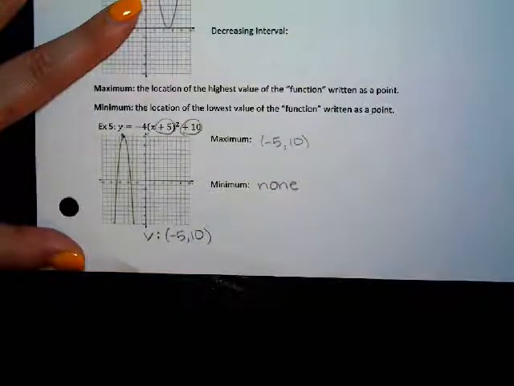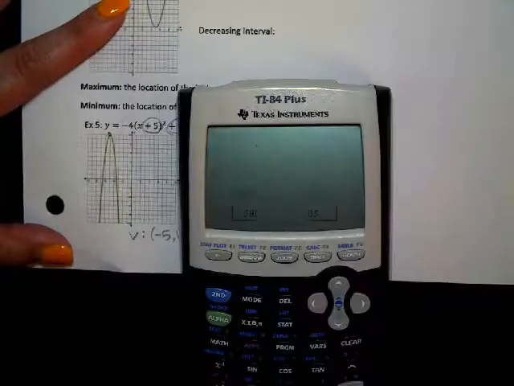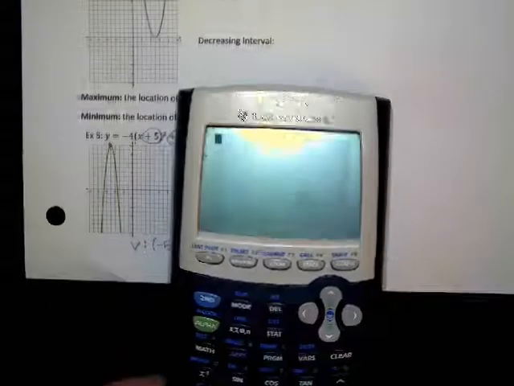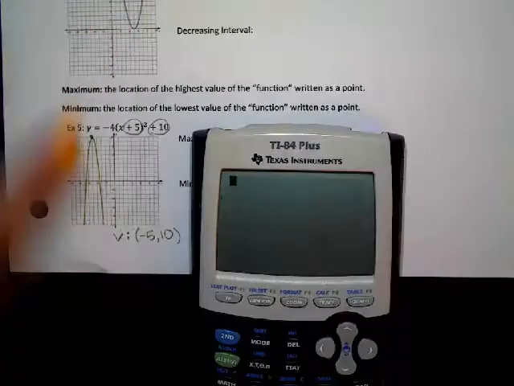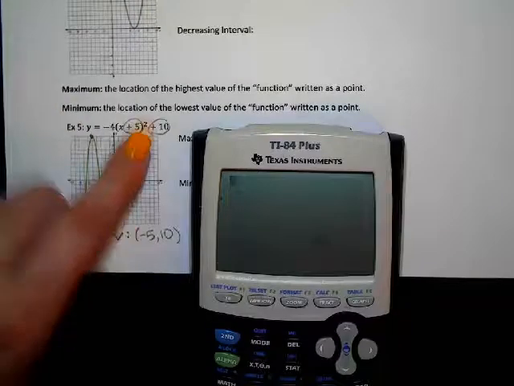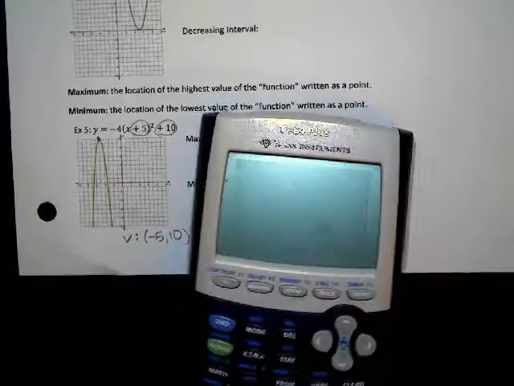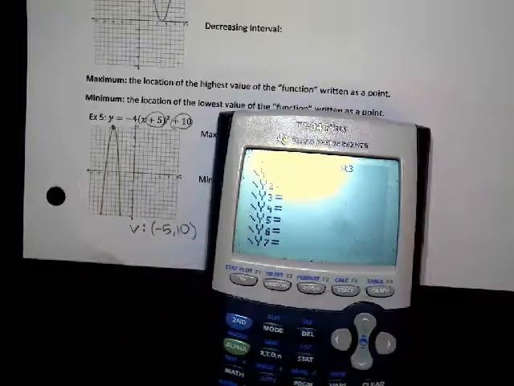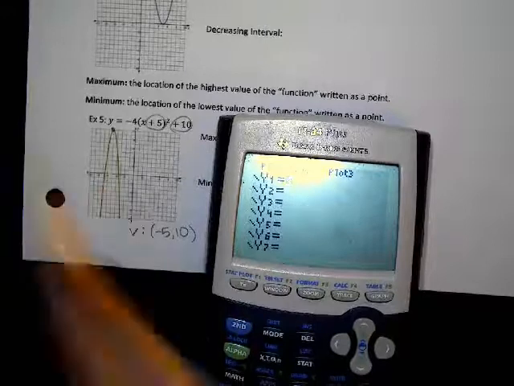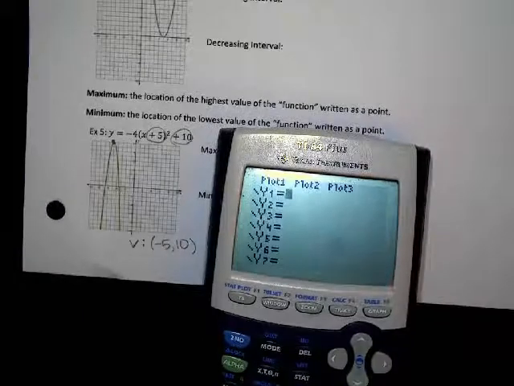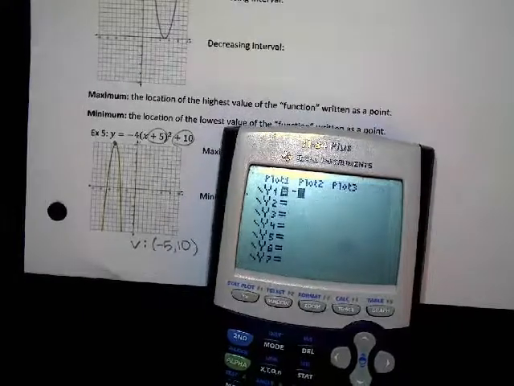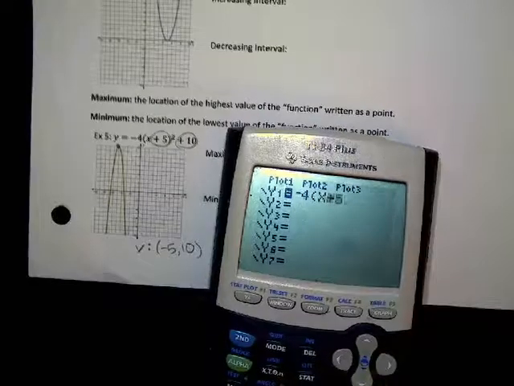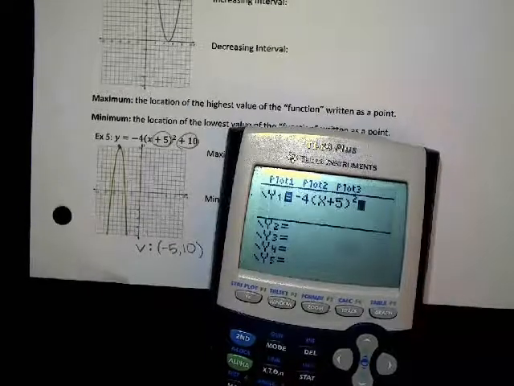Now I'm going to show you guys actually how to do that on a calculator, and I want everyone at home who has a calculator to do this with me, because sometimes the equation is not written in such a way where you can get that maximum point easily. So based off the image of the graph, we can kind of tell it's a maximum, not a minimum. So I'm going to go ahead and just start typing this equation. X plus 5 squared plus 10.